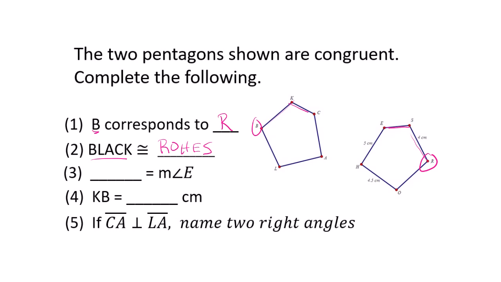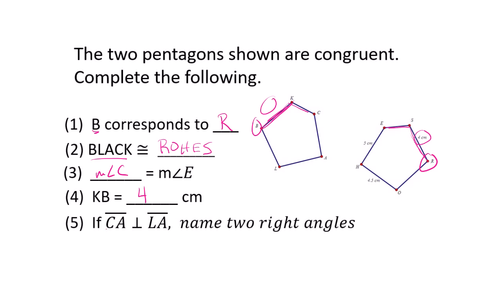All right, and then let's see what else. We have angle E, that the measure of angle E corresponds with C, so the measure of angle C should be equal to the measure of angle E. KB goes with SR, right? So that means that they should each be 4 centimeters. Because if they're congruent, that means their measures are the same, right?